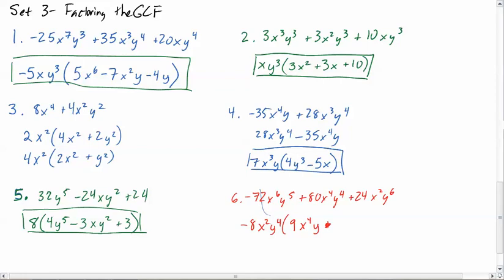And then I'm going to go 80 divided by negative 8, which is negative 10. X to the 4th over x squared is x squared. Y to the 4th over y to the 4th cancels out. 24 divided by negative 8 is minus 3. X squared over x squared cancels out. Y to the 6th over y to the 4th leaves me with y squared. All right, so there we go. I think that's as far as we can go. I don't see any other numbers that go into all three, 9, 10, and 3. So that's the last of the set.